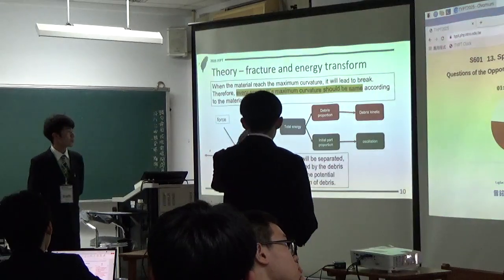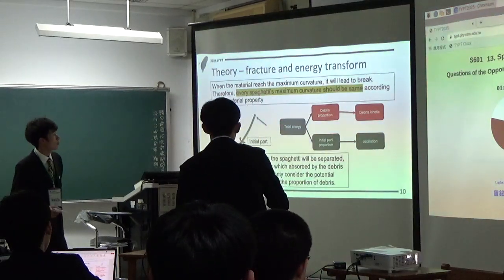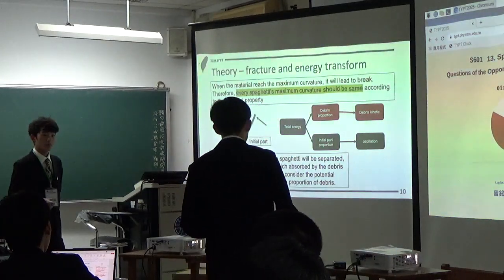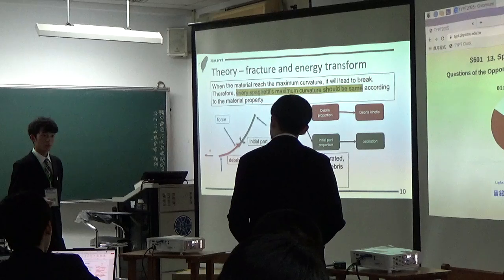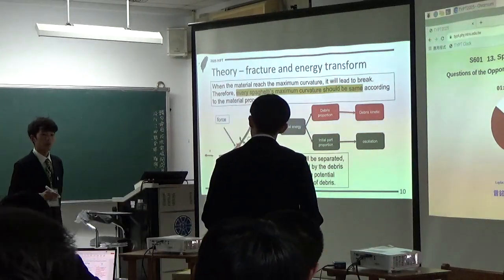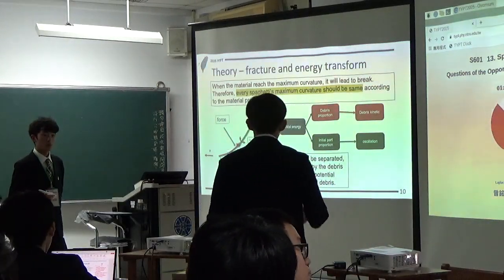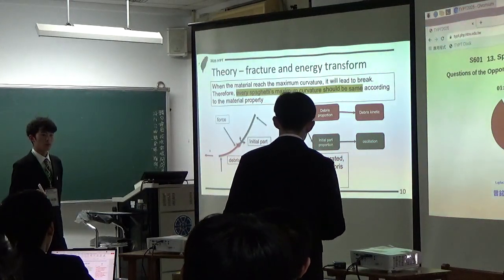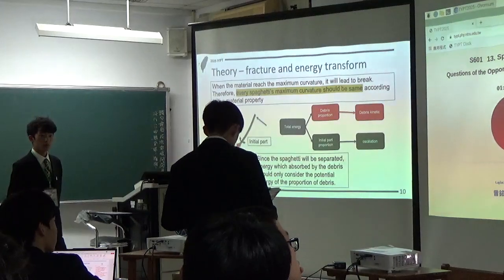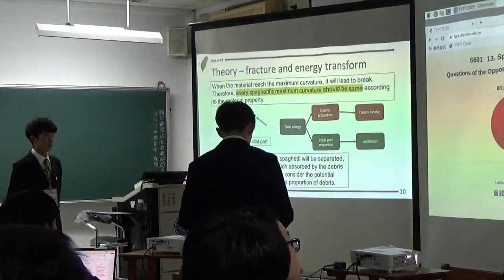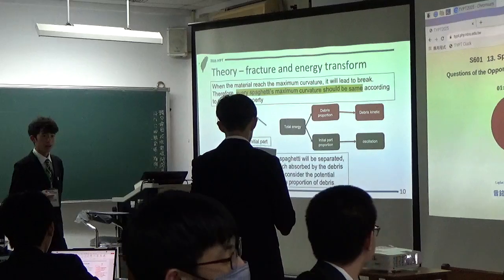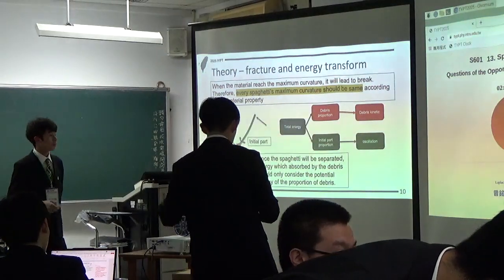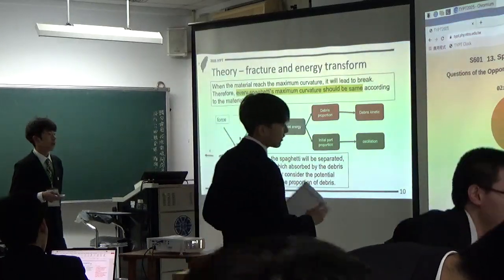You said every spaghetti's maximum curvature will be the same. Did you use the same kind of spaghetti? Yes. Did you consider that the spaghetti may not be uniform? No, it isn't uniform. But maybe there will be some denser parts, though I think the possibility is pretty small. Did you observe any deviations in the maximum curvature? What do you mean, deviation? Okay, never mind. Can we turn to page 24? Sorry, that's all. Okay.